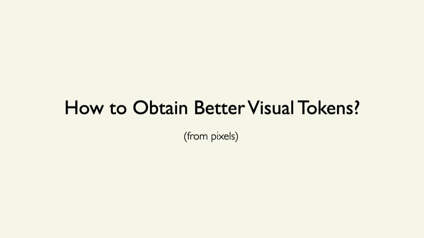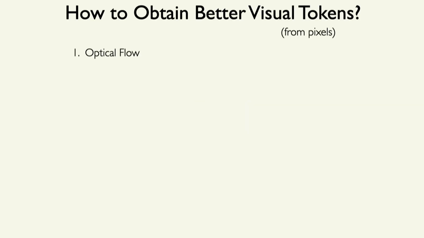And so you might ask yourselves, okay, how do we obtain better vision tokens from pixels? Here we can take some inspiration from neuro and cognitive science. In particular, people have been studying these ideas of hierarchies that our brain creates to extract abstract concepts from the raw input streams that our eyeballs get, which look kind of like pixels. One of the first things that we do is obtain optical flow, which is the motion of the scene.